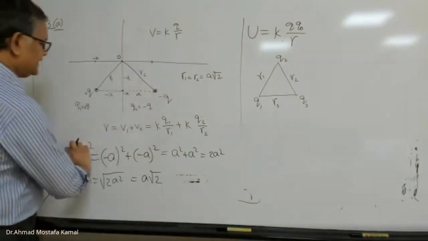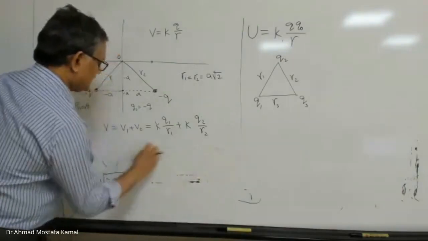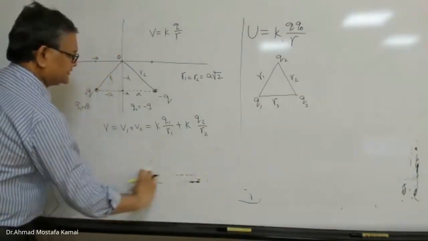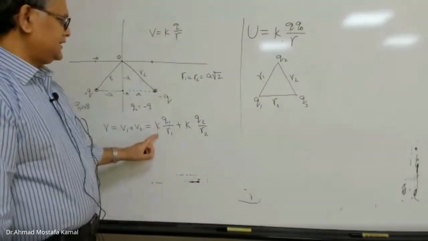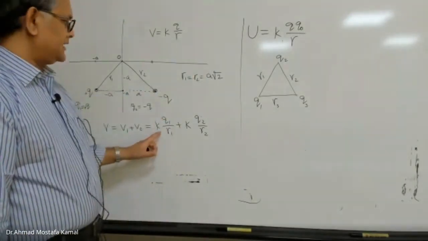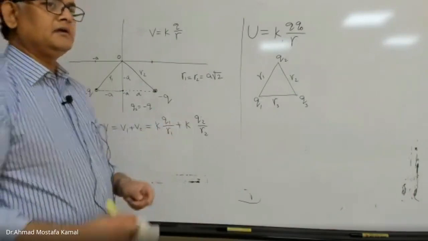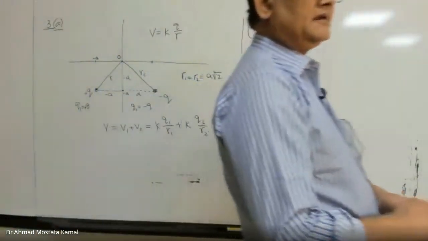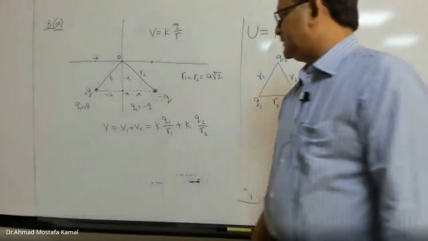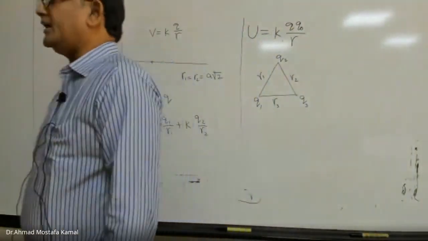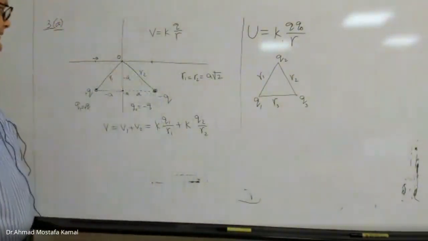So now you have r1 equal to r2 equal to a root 2. K is known and q1, q2. Q1 is plus q, q2 is minus q. If you put this value here, what will be the ultimate result for V?